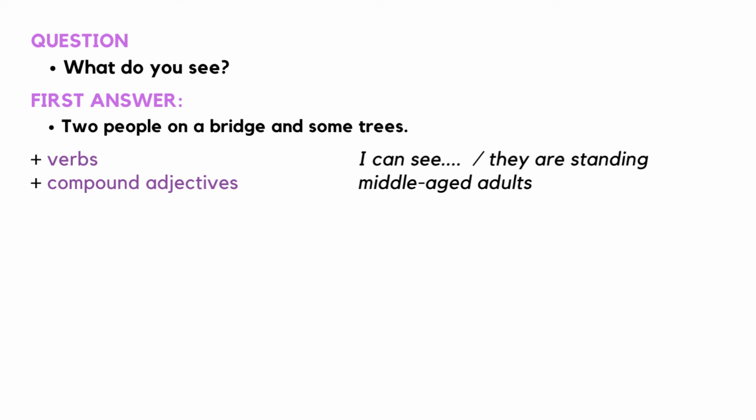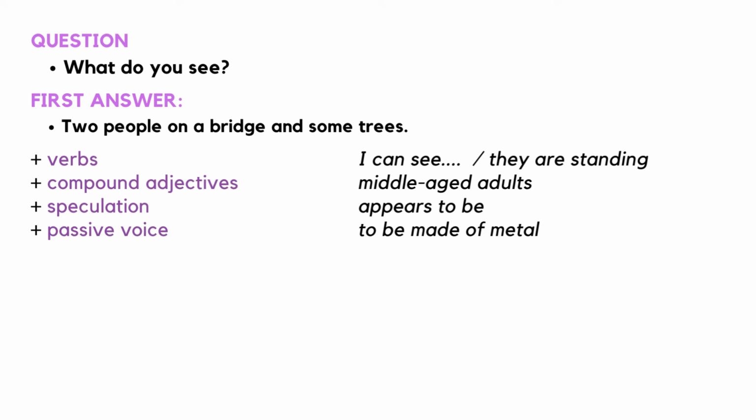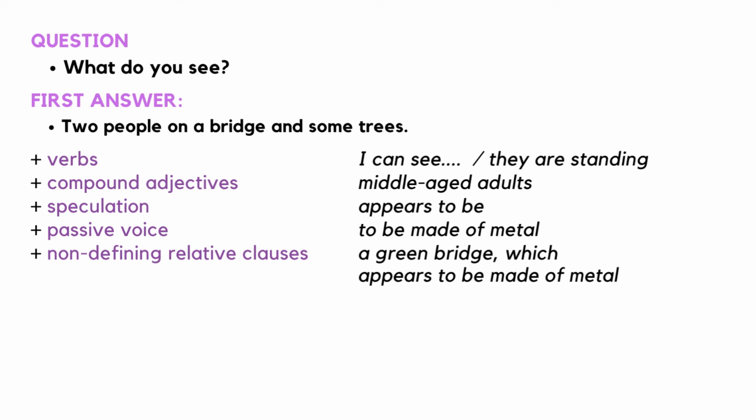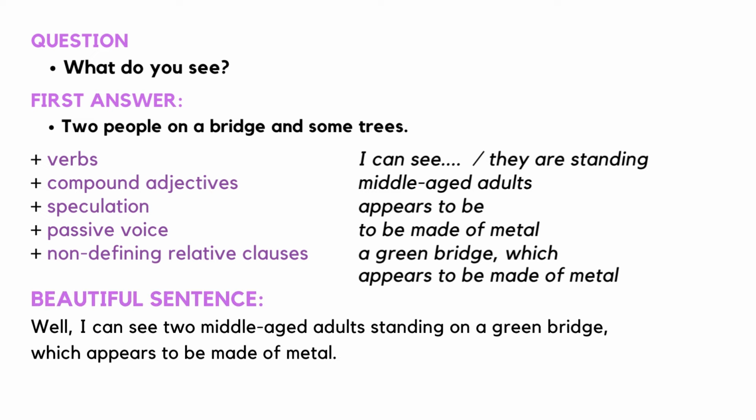Middle-aged adults. We also used phrases to speculate, appears to be, and I love some passive voice, to be made of metal. And of course, today's focus was on non-defining relative clauses. So, a green bridge which appears to be made of metal. Wow. So, now we have, well, I can see two middle-aged adults standing on a green bridge, which appears to be made of metal.